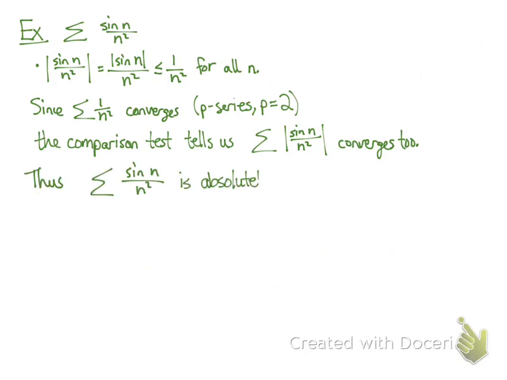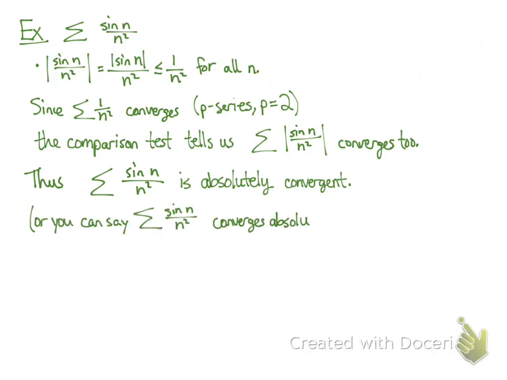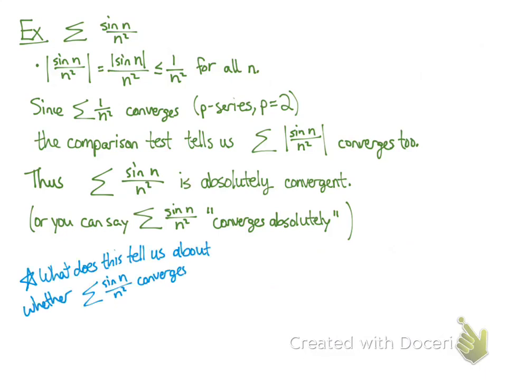When the series of absolute values converges, that means the original series is absolutely convergent, or sometimes you would say this series converges absolutely. Okay, so we have a series that converges absolutely. That's great and all, but it still doesn't tell us if the original series converges or not. It converges absolutely, but that tells us that this absolute value series converges, not the original. So what does this tell us about whether the original series converges or diverges?